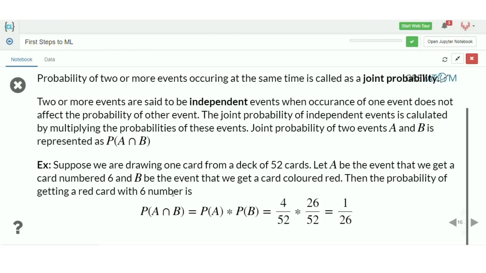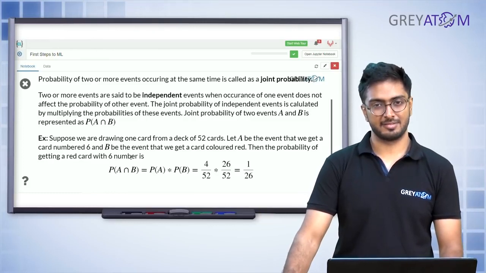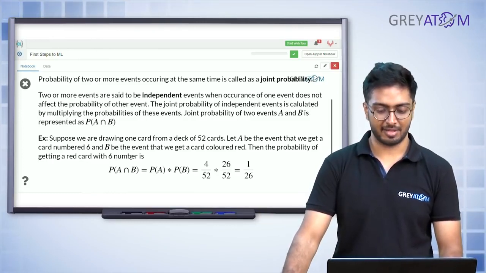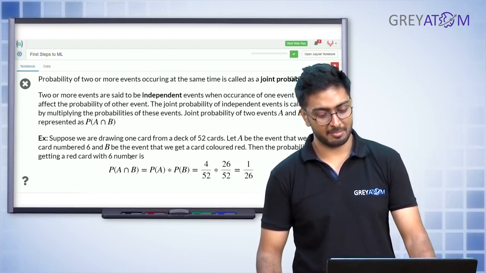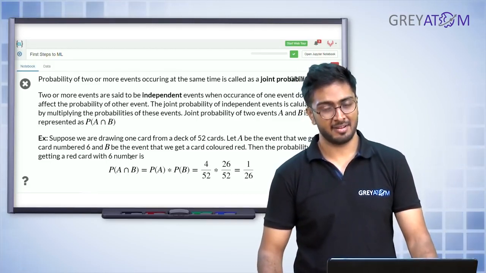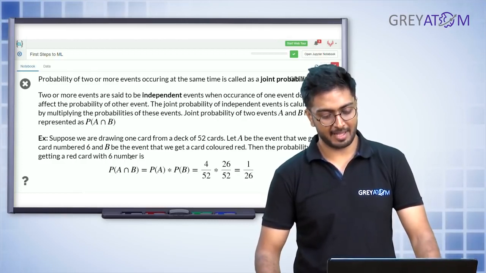So that's the concept. Now if you apply the same logic here, suppose we are drawing one card from a deck of 52 cards. Let A be the event that we get a card numbered 6, and B be the event that we get a card colored red, right? So when we are talking about the probability of A intersection B, we are basically talking about a card that is numbered 6 as well as red, right? So what is the probability of that particular thing happening?